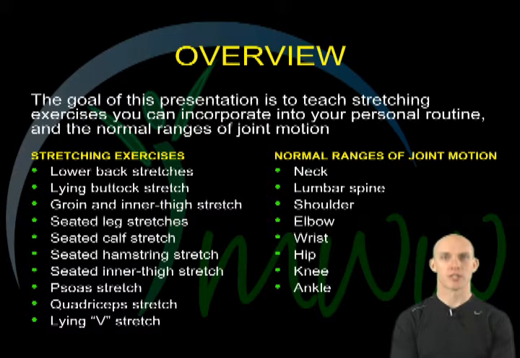Stretching exercises include lower back stretches, lying buttock stretch, groin and inner thigh stretch, seated leg stretches, seated calf stretch, seated hamstring stretch, seated inner thigh stretch, psoas stretch, quadricep stretch, and the lying V stretch. Descriptions are also included for normal ranges of joint motion of the following parts of the body: the neck, lumbar spine, shoulder, elbow, wrist, hip, knee, and ankle.